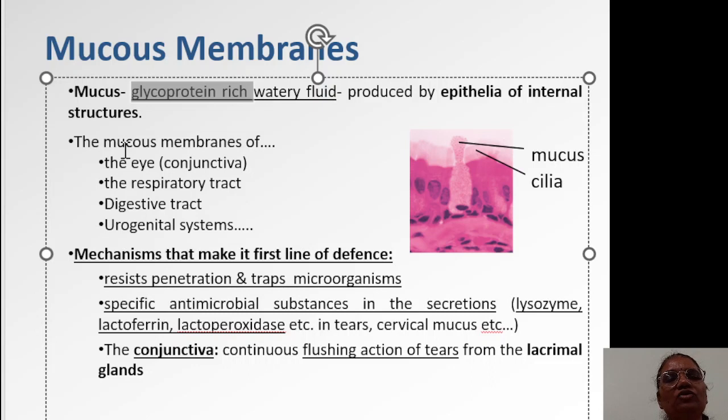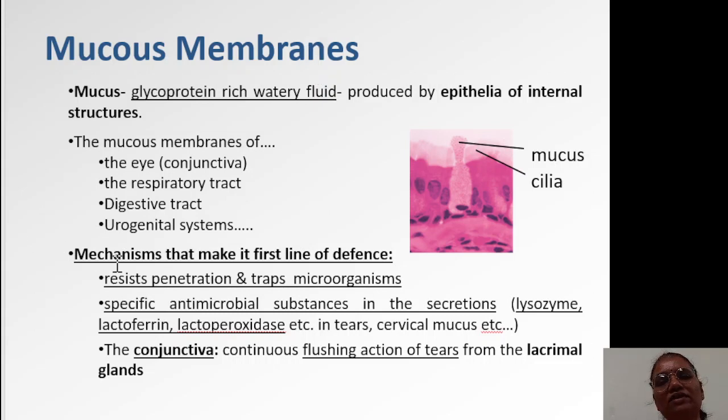The mucous membrane helps us protect the eyes in the form of the conjunctiva. It is also constantly found throughout the respiratory tract, digestive tract, and urogenital system, protecting all these areas. As can be seen from the diagram, mucus is secreted from the epithelial lining below that particular region, and cilia are hair-like appendages which keep on beating, and that beating helps the mucus to flow continuously in this region. Now, how can this mucus act as a defense mechanism?